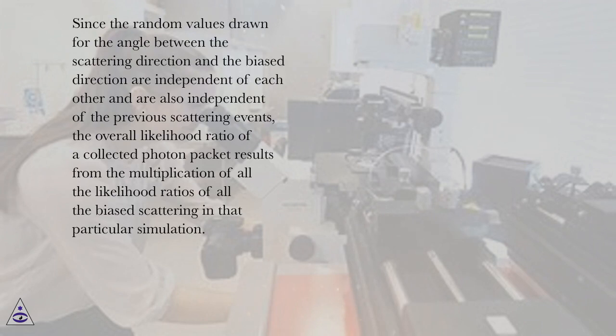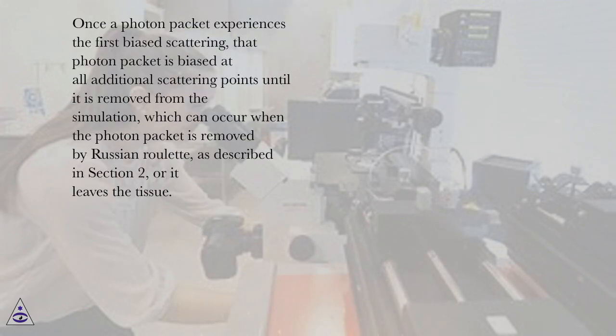Since the random values drawn for the angle between the scattering direction and the bias direction are independent of each other and are also independent of the previous scattering events, the overall likelihood ratio of a collected photon packet results from the multiplication of all the likelihood ratios of all the bias scattering in that particular simulation. Once a photon packet experiences the first bias scattering, that photon packet is biased at all additional scattering points until it is removed from the simulation, which can occur when the photon packet is removed by Russian roulette, as described in section 2, or it leaves the tissue.